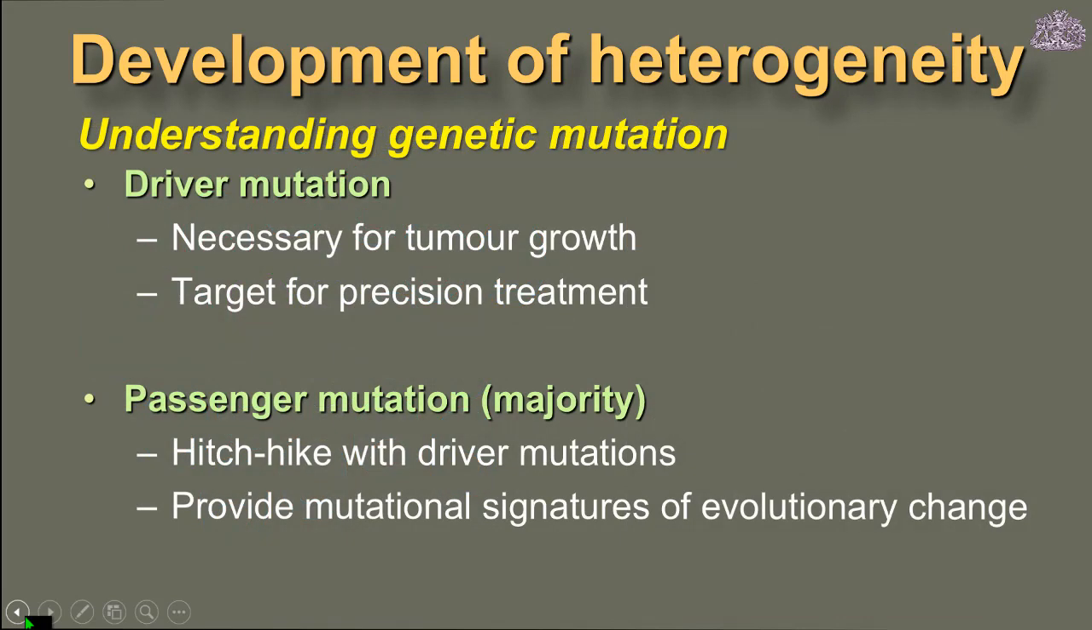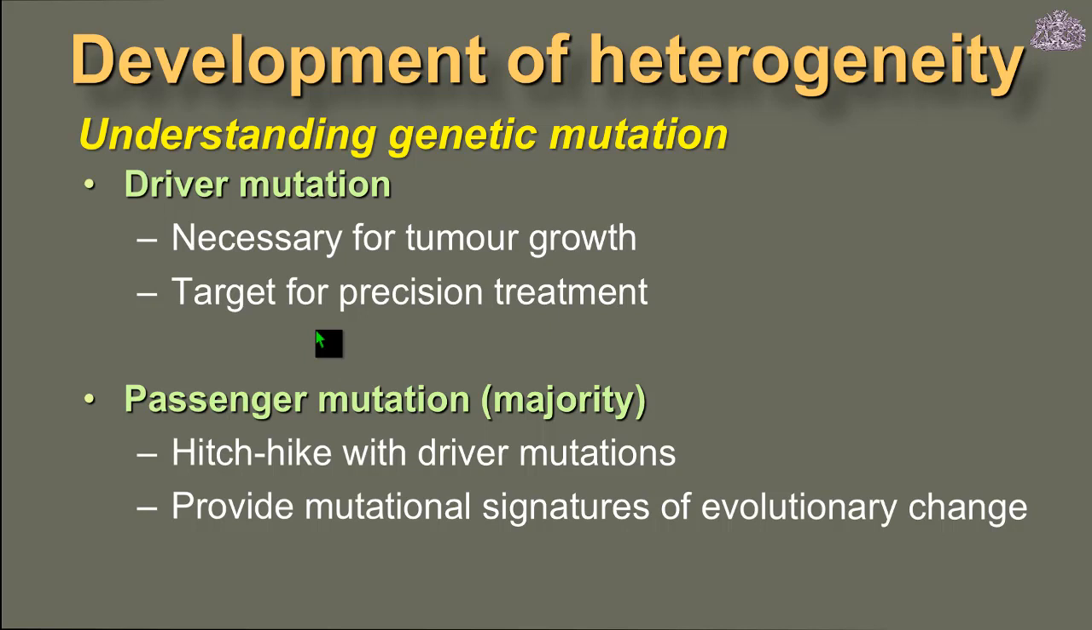So I just want to spend a little bit of time talking about understanding genetic mutation. What sort of mutation do oncologists talk about, and how does this potentially affect the complexity of the images and the phenotype that we are dealing with in the end? So there are what are called driver mutations, and these are principal mutations that are necessary for tumor growth. And then there are other mutations called passenger mutations that hitchhike along with the driver mutations.